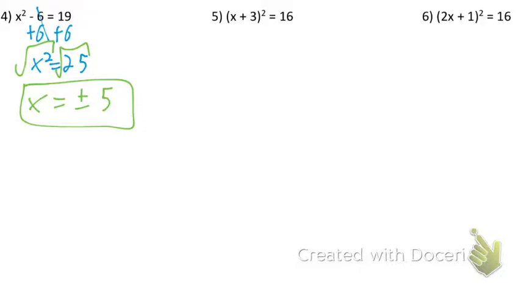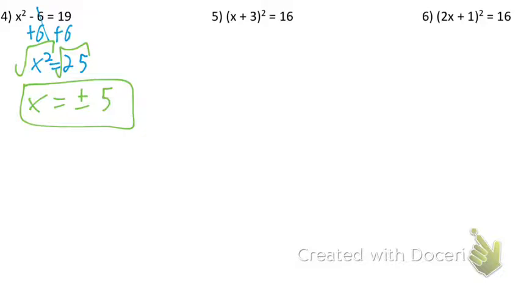All right, on number 5 here, what do you notice is different? Yeah, the quantity is being squared. X plus 3 is being squared. So here, is x the only squared term? No, what is the squared term this time? X plus 3, the whole thing. This whole thing is being squared.